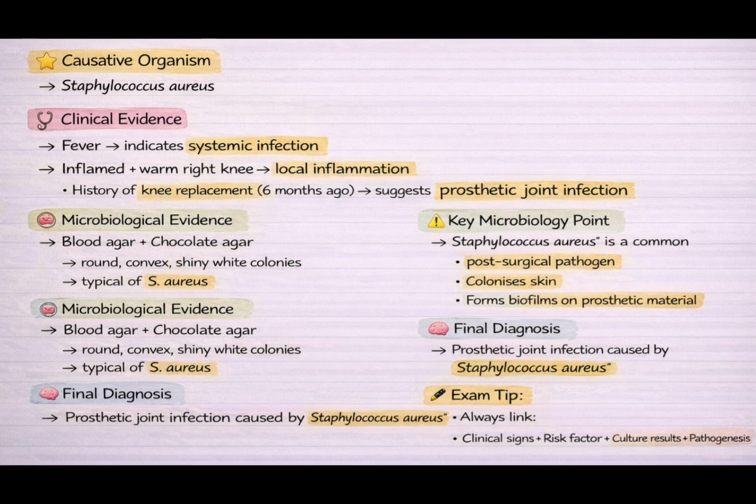On blood agar, there are round, shiny white colonies, which are characteristic of Staphylococcus species, particularly Staphylococcus aureus. Although MacConkey agar shows red colonies, indicating lactose-fermenting gram-negative bacteria, this may represent mixed flora and is less relevant in this deep infection. Therefore, the most reliable evidence is the colony morphology on blood and chocolate agar, which supports Staphylococcus aureus. So, combining the clinical presentation and microbiological findings, the most likely causative organism is Staphylococcus aureus.